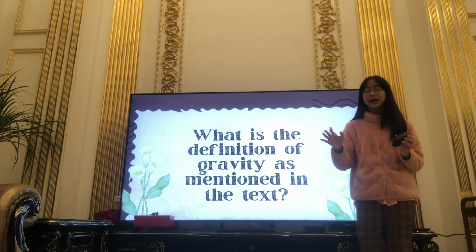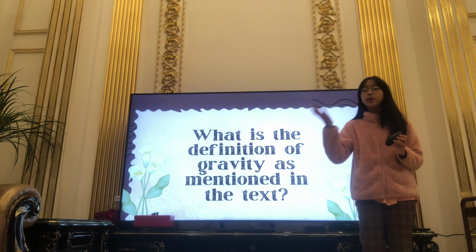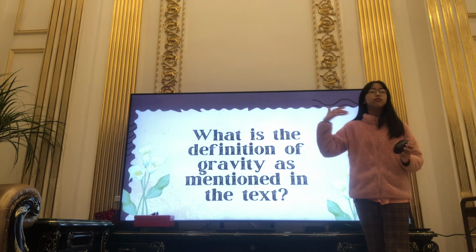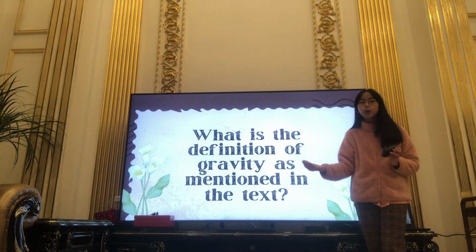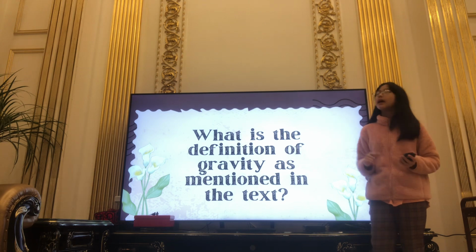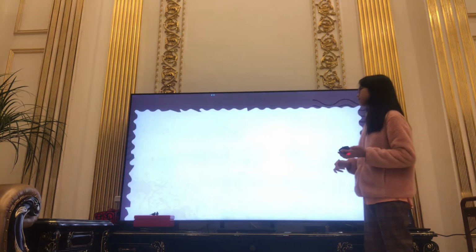But I cannot do that, only gravity can do that. Gravity is not touching anything, but we are being pulled by gravity. That is why gravity is called a non-contact force.